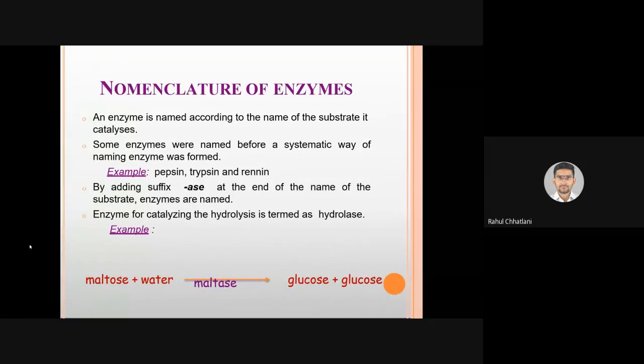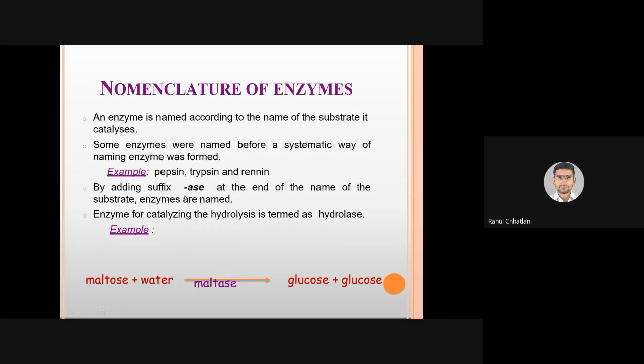Some enzymes were named before a systematic way of naming enzymes was formed. For example, pepsin, trypsin, renin. All three enzymes are responsible for the digestion process. You have come across them in physiology as well as in your 11th and 12th. Before this nomenclature system came, where we decided to name enzymes after the substrate, these were already named. Hence these are also enzymes, pepsin, trypsin, but they do not have ASE at the end, because they were already named before the nomenclature came.